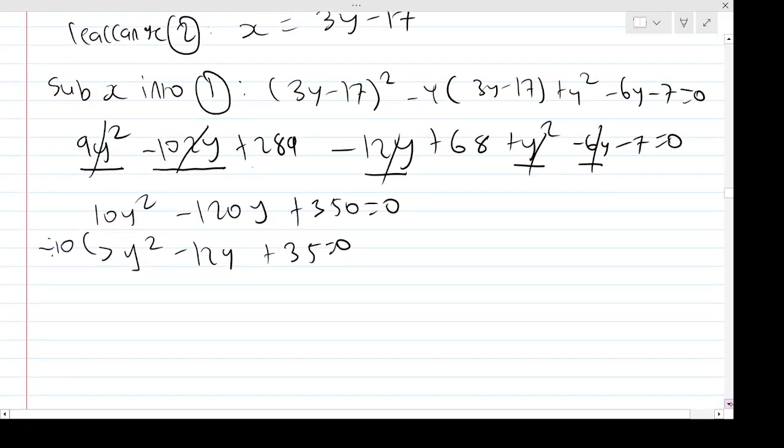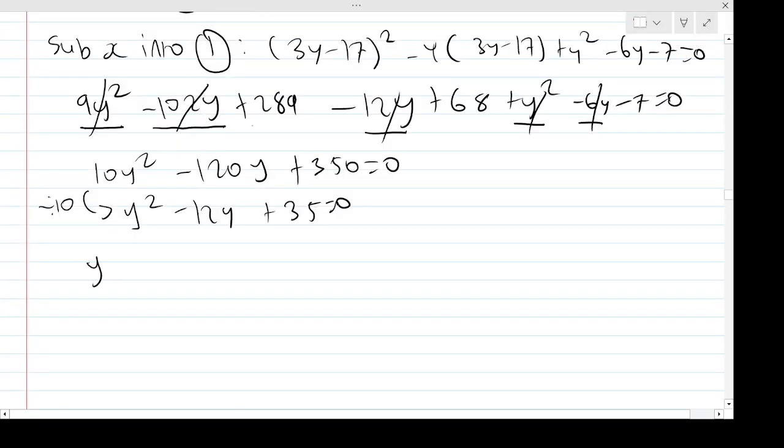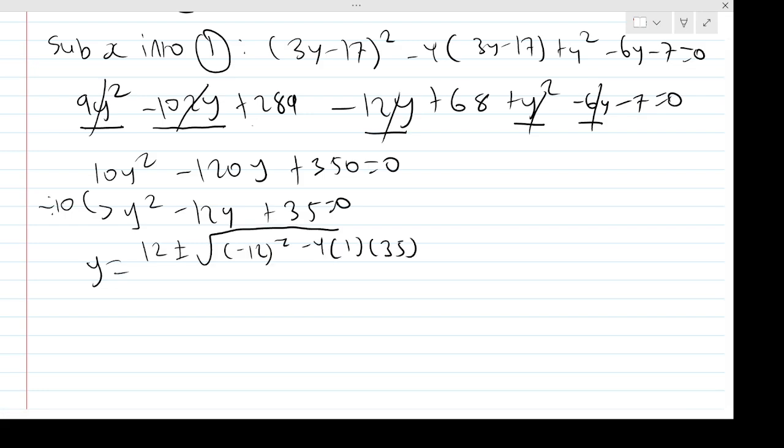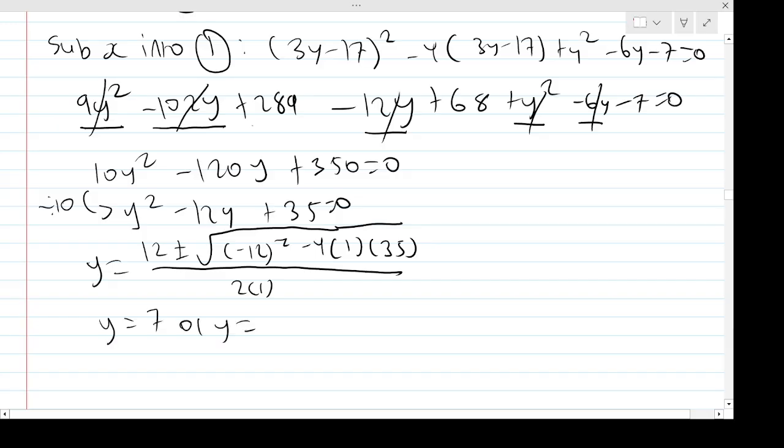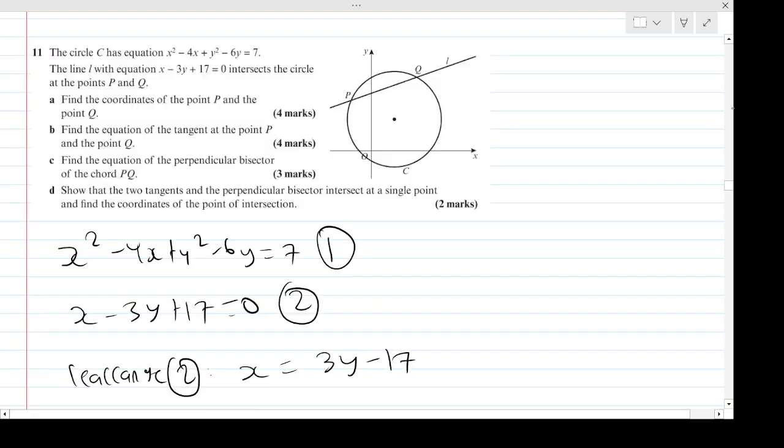Cool, then I can solve this quadratic to get y equals 12 plus or minus the square root of minus 12 all squared minus 4 lots of 1 lots of 35, over 2a, so that's 2 lots of 1. If I put that in the calculator, I get y is 7 or y is 5. Okay, fairly nice numbers. Those are my two y values if I solve that equation.